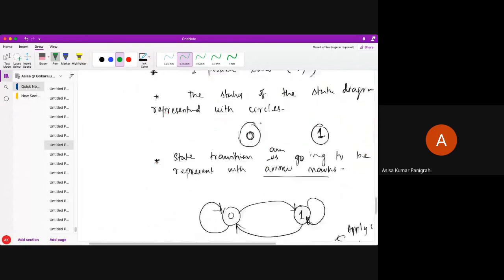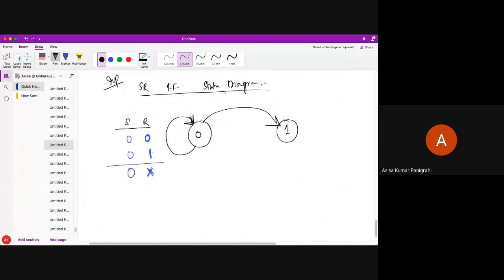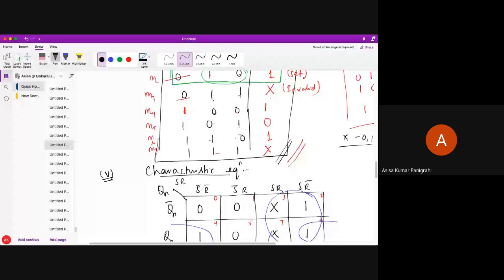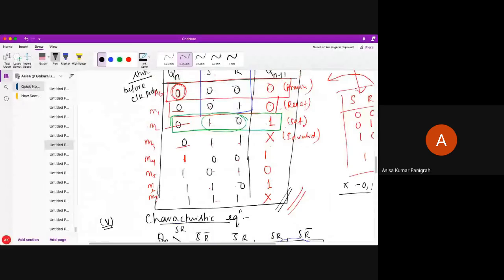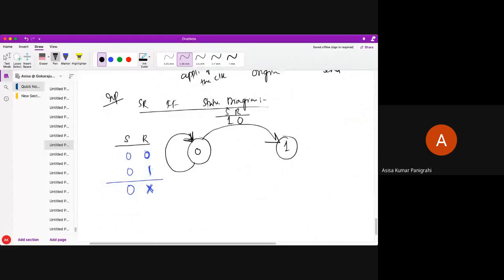So my S and R value here, what is that? My SR value here is 1 0. All of you understand how I am doing this? I am just representing from the characteristic table how the state transition is written with the presence of the flip-flop inputs, nothing else. Now let's say my state transition is from 1 to 1.